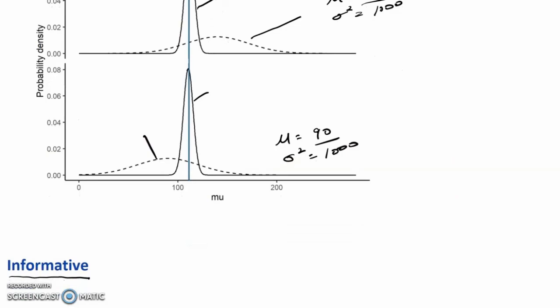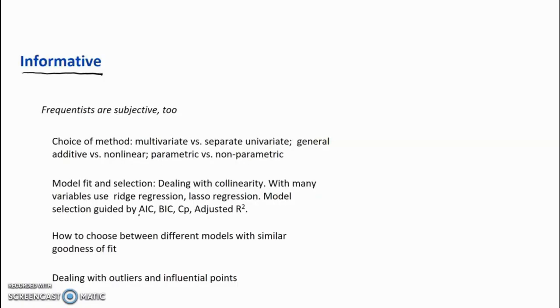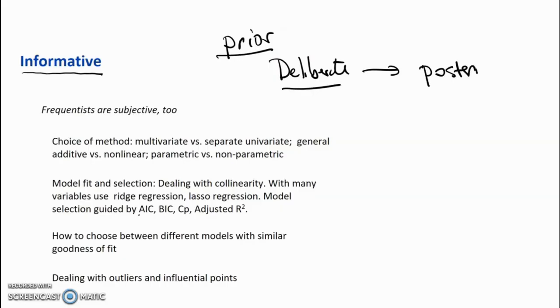And now what I want to do is go on to the strongest category of priors, the informative prior. The whole idea about the informative prior is that we have prior knowledge, and we're going to deliberately use our prior knowledge to influence the posterior.